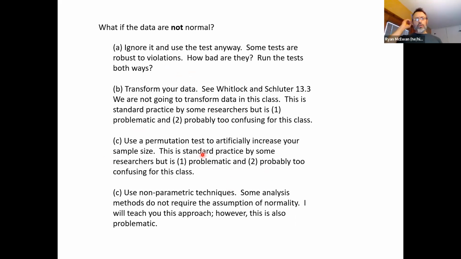So these are some things to do. The last thing, this should be D, is to use a non-parametric technique. Some analysis methods don't require the assumption of normality. So you can just go, you know what? I've got a non-normal distribution. I'm going to run the non-parametric version of this test. So we'll do a t-test and we'll have a non-parametric version of it. We have ANOVA, we have a non-parametric version of it. That's the way we're going to go in this class.